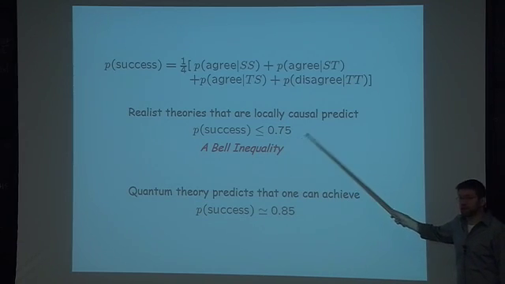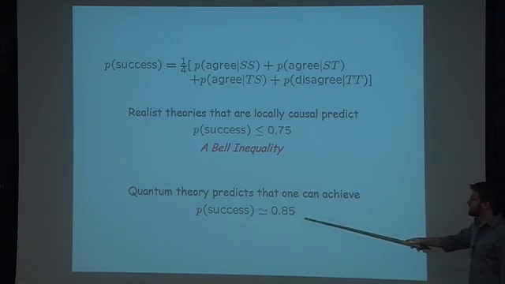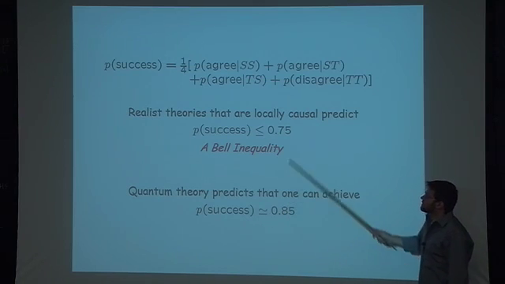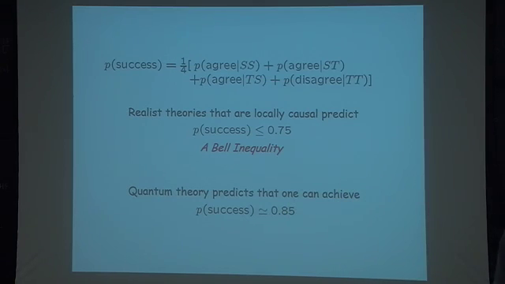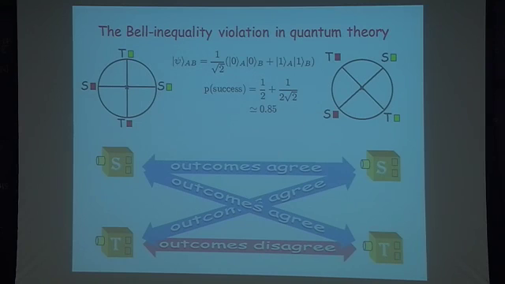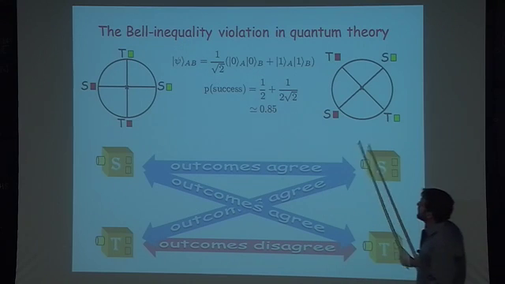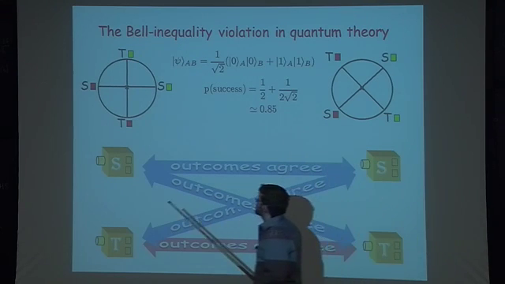That's an example of a Bell inequality. But quantum theory predicts about 0.85, and so it violates that Bell inequality. So how does quantum theory do that? So far I've just told you it does. Probably you've seen this in Adrian's course, so let me go over it quickly. Here's a pair of choices of measurements that will do it.